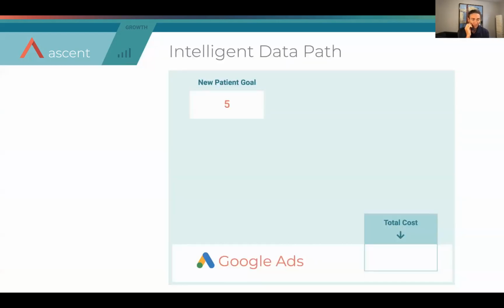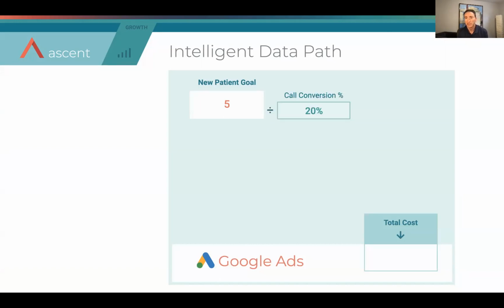So first of all, I mentioned earlier that you always start with your goal. How many patients do you want? In this case, we'll just set 5 patients as our new patient goal. We want to bring in an additional 5 patients a month. The first thing we have to estimate is what our call conversion percentage is going to be.